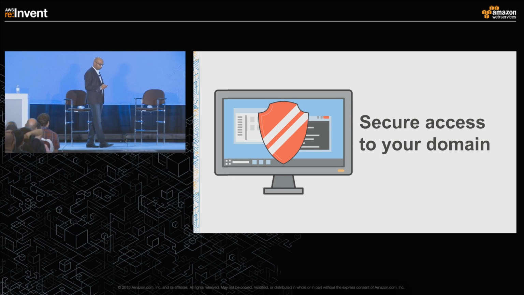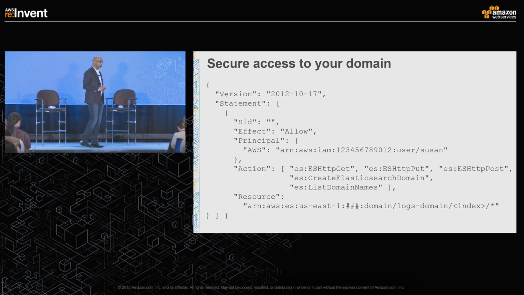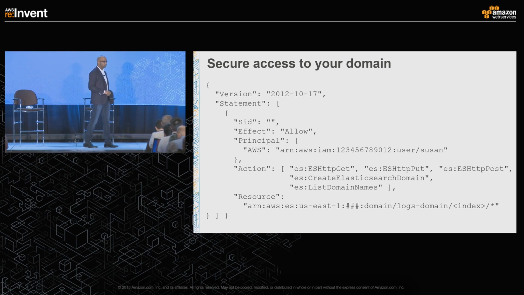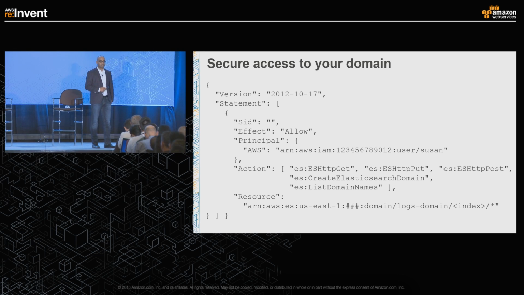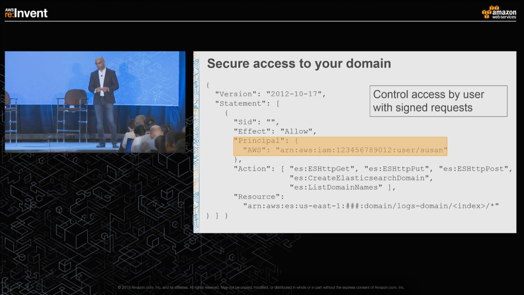And you can set up access control at multiple levels. You can set it up at the domain level, down to the index level, or even individual Elasticsearch API, so you can control who has access to what. There's an example policy here that we'll go through in more detail.